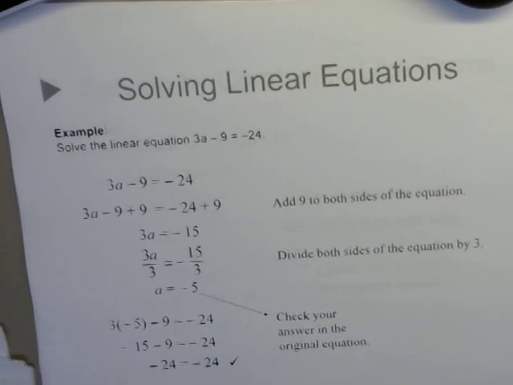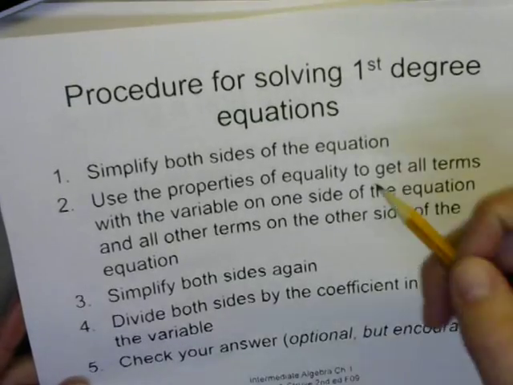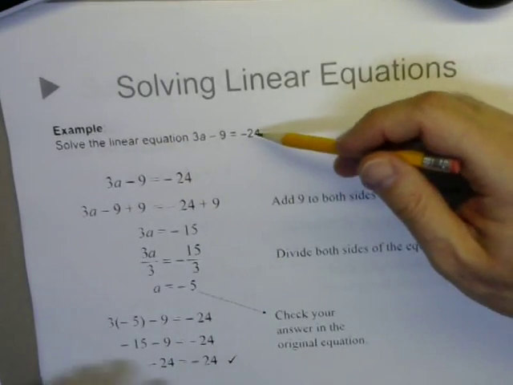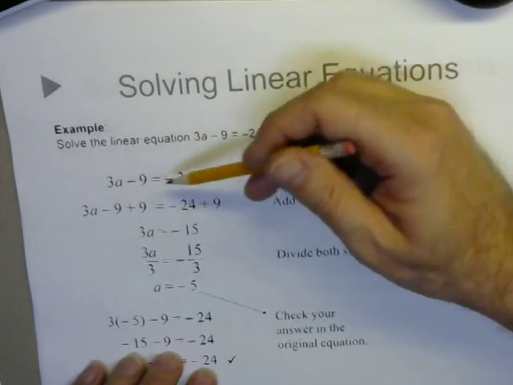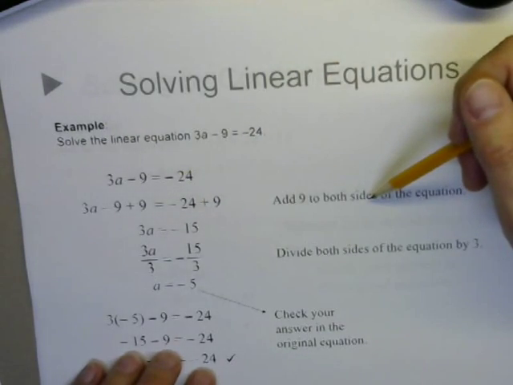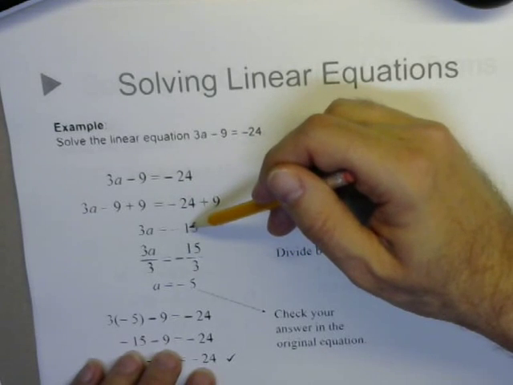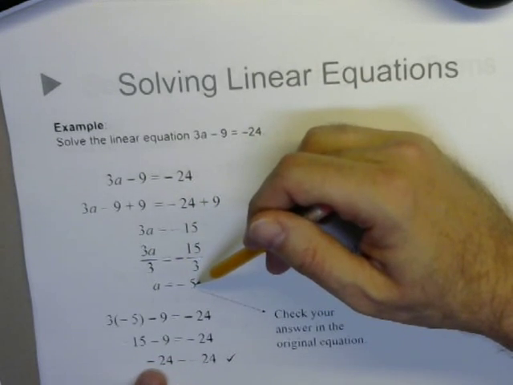So let's maybe look at a slightly more complicated example. Again, going back to this procedure, I may not go back to this slide anymore, but essentially for all these problems, we're using the same 5-step procedure. So let's say, for example, we wanted to solve this linear equation. The first thing you want to do is simplify both sides. They're already simplified as much as you can. Then add 9 to both sides of the equation to get the term with the a by itself. And then lastly, divide both sides by 3 and you'll get a is equal to -5.